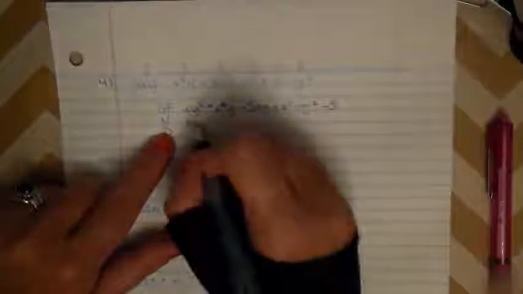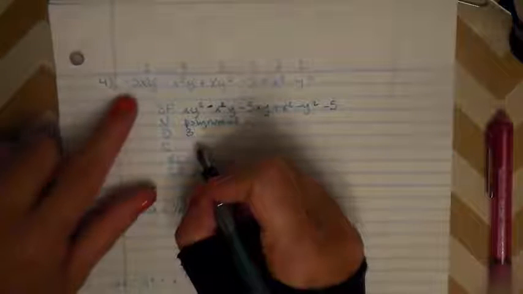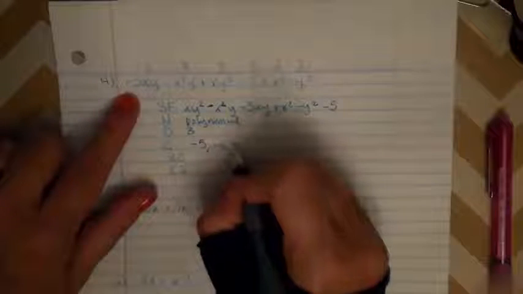The name on this is just going to be polynomial. It doesn't have a special name. The degree is 3. The coefficients are -5, -1, 1, 1, and -1. We don't have to list these twice, so we can take those out. The leading coefficient is 1, and the constant is -5.